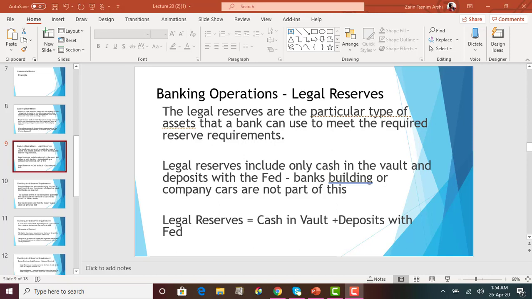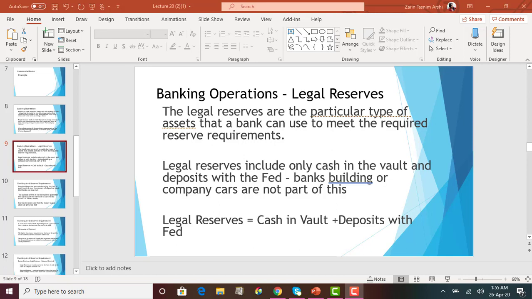Basically, last class we saw how to do a balance sheet of a bank, and how we can classify assets, liabilities, and equity. So this class we're going to learn some new terms under banking operations. The first term is called legal reserves. Legal reserves are a type of asset that the bank owns, and it can be used to meet the required reserve requirement.